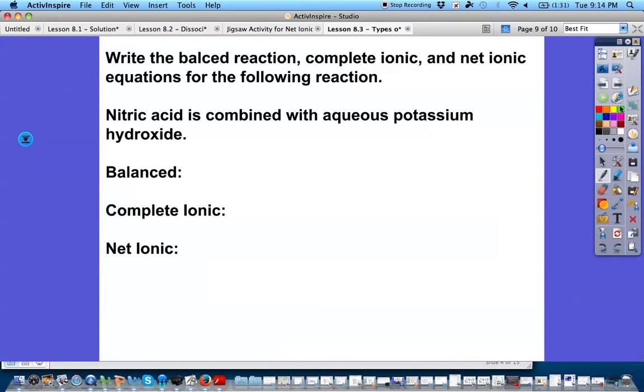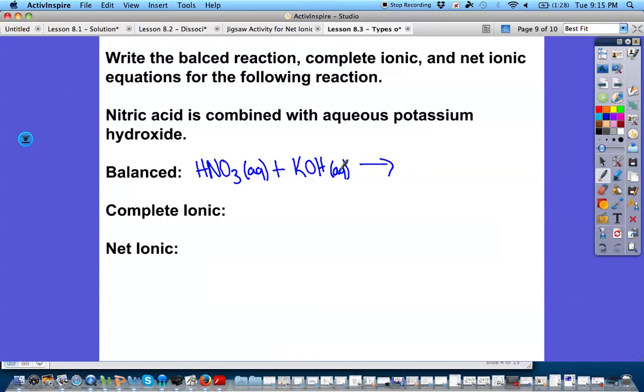Our first example says that we have nitric acid combining with aqueous potassium hydroxide. So nitric acid, "ic," means that it comes from an "ate" acid. So nitrate is our polyatomic, and acids are always going to be aqueous. It's combined with aqueous potassium hydroxide, so KOH. Potassium is a 1+, hydroxide is a 1-. So those are our reactants.